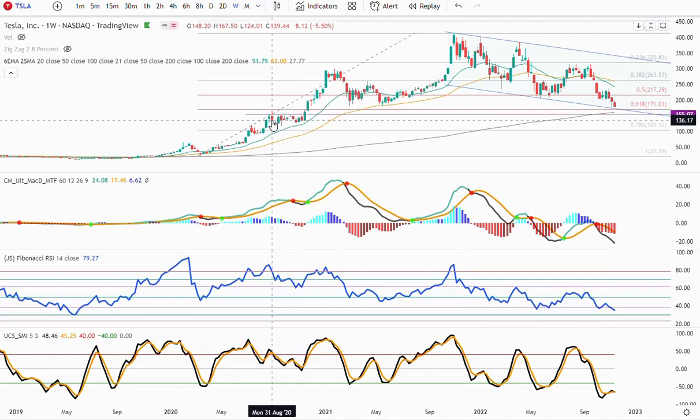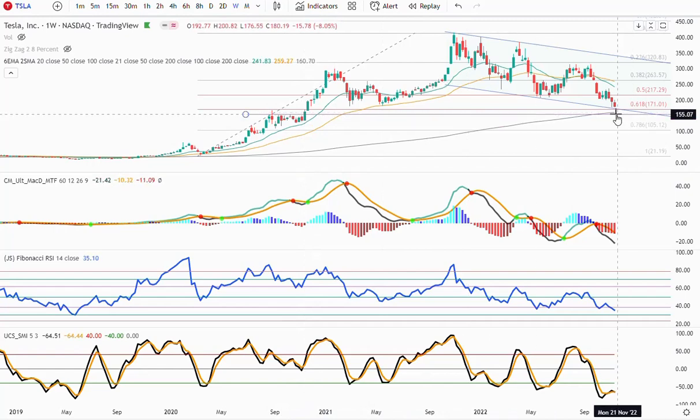And then you've got a cluster of candles right here. On the upper end, you've got 167.50, and then a bunch of candles which got rejected around the 155 level. So you can see between 155 and 170, you've got quite a few support zones. So that's the first point to note as far as price is concerned.